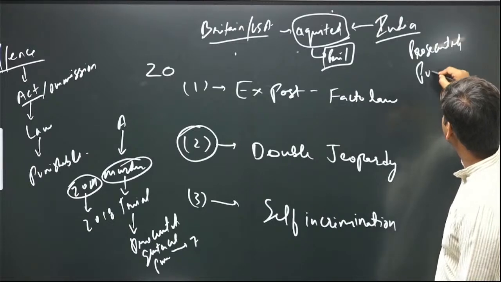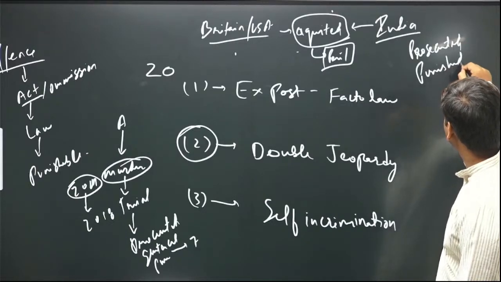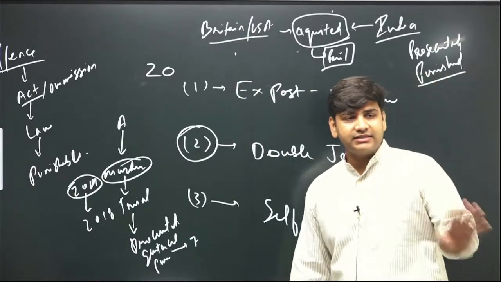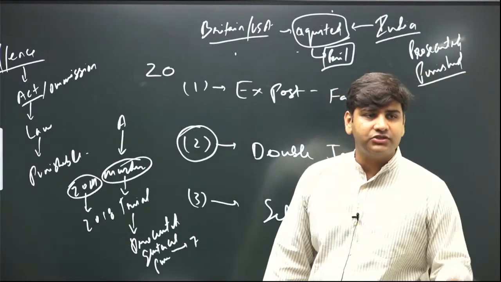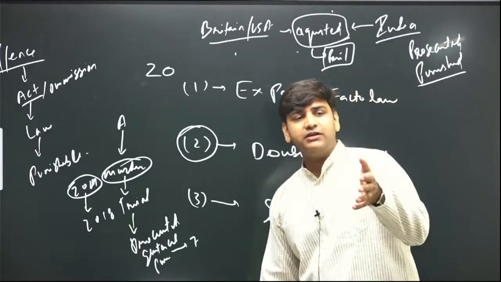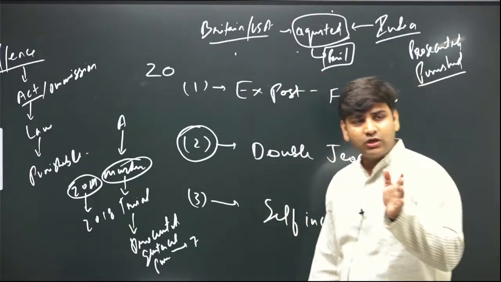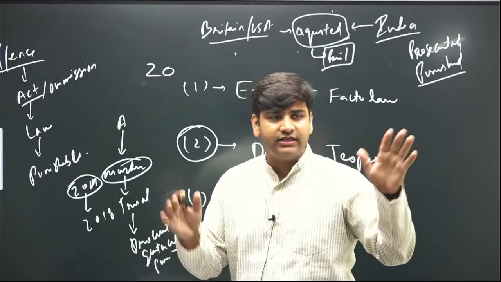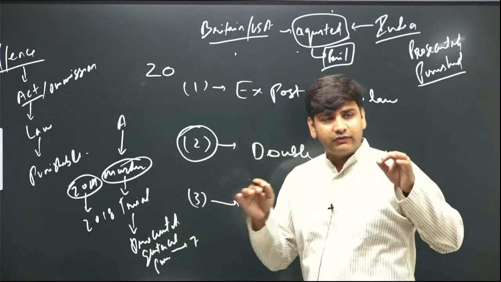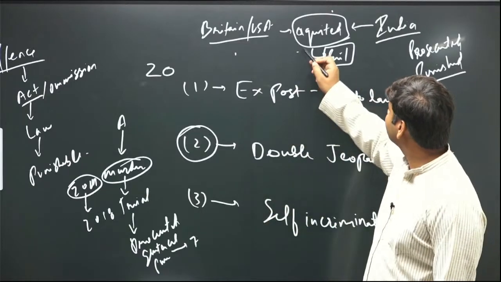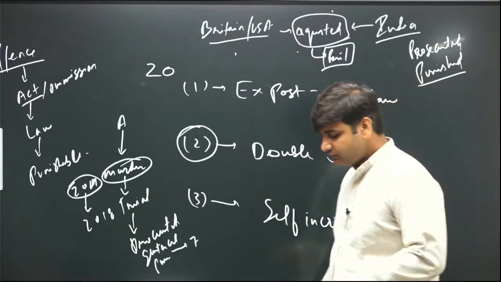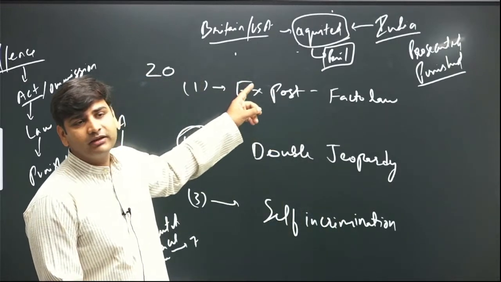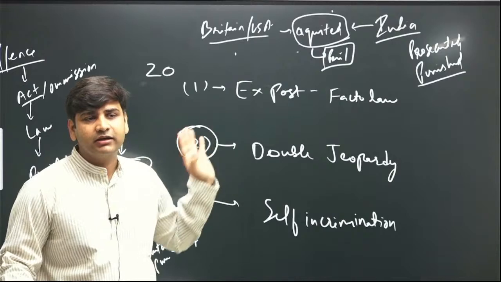Prosecuted and punished. In Britain and in USA, not necessarily that a person has to be punished or prosecuted, but even if the person goes through the whole trial and at the end is acquitted, means he is let go, even then the person cannot be brought to the peril for the second time. He cannot be put in peril again.